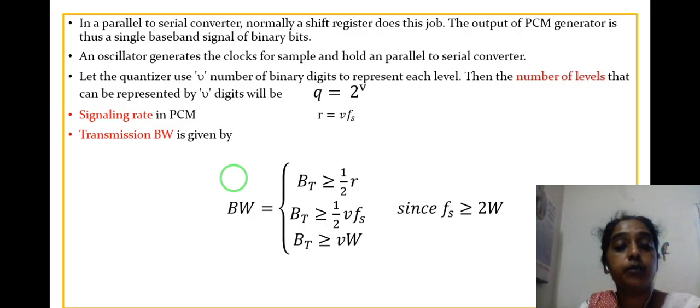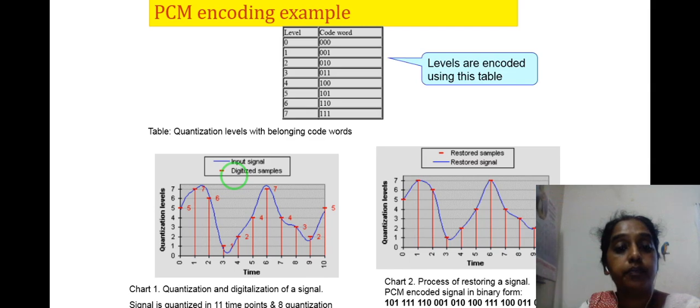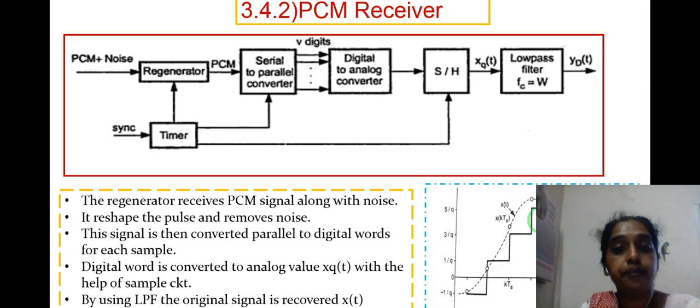The number of levels is denoted as Q equal to 2 power v. The signaling rate is given by R equal to v into Fs, where the bandwidth BT is greater than or equal to 1 by 2 R, or 1 by 2 v Fs, or it should be greater than or equal to v into W. So this is an example of 8 quantized levels, the bit being quantized and the restored signal.